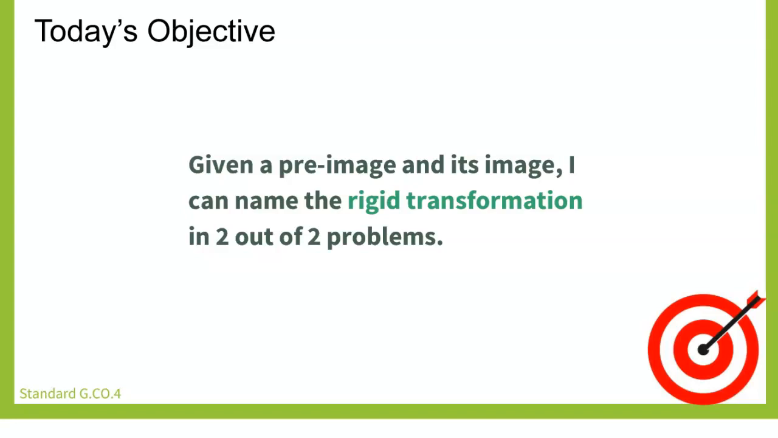And today's objective is, given a pre-image and its image, I can name the rigid transformation in 2 out of 2 problems. We're going to talk about what those terms mean: pre-image, image, and a rigid transformation.